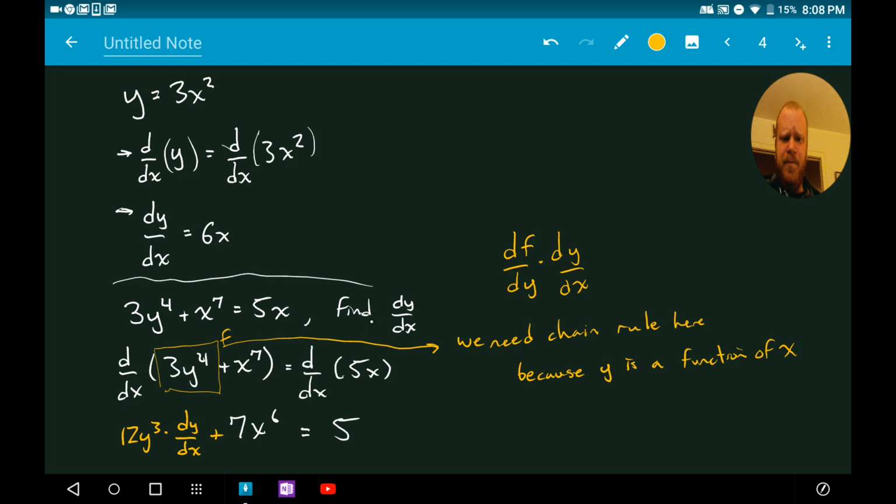Right now, our goal is to find dy dx, so we can take this in its current form and we can just write that out. So that's solve for this variable here. So it's going to look like 5 minus 7x to the 6th divided by 12y to the 3rd. That's equal to our dy dx.